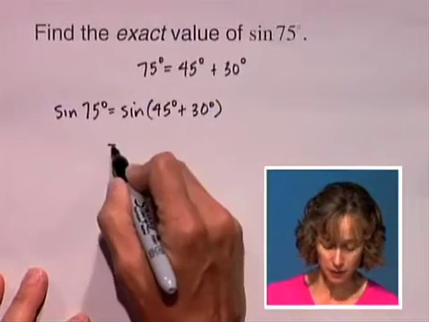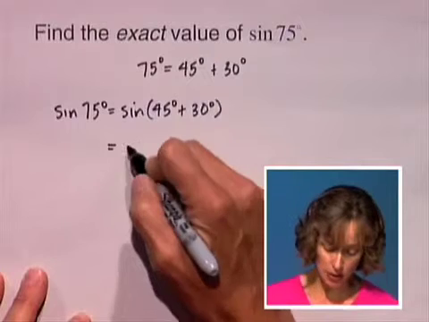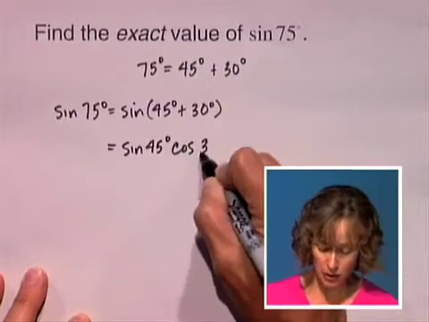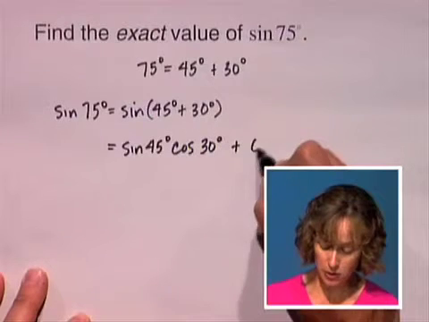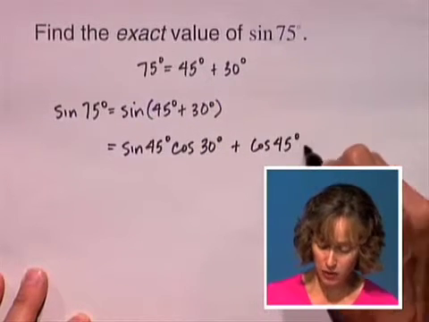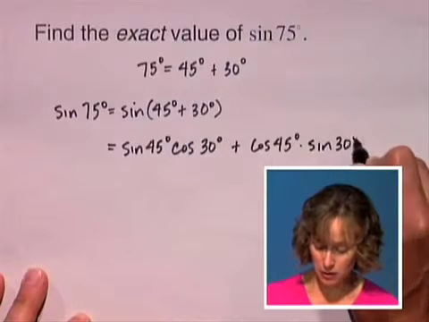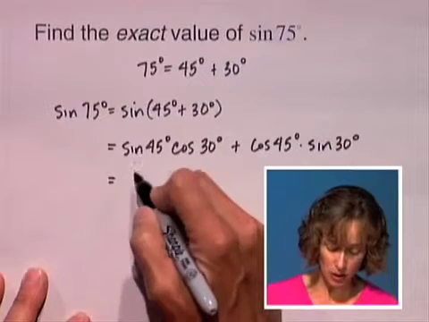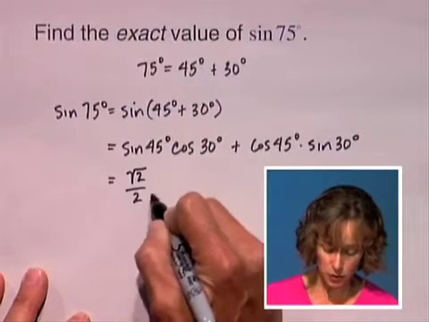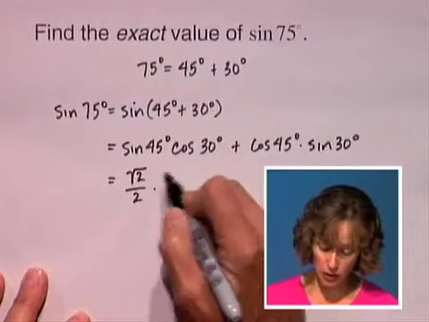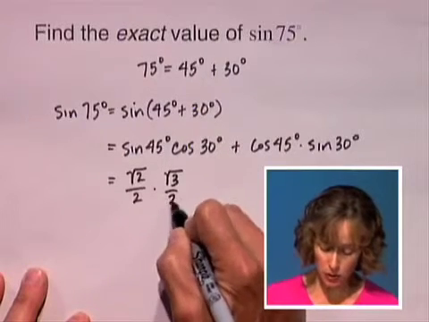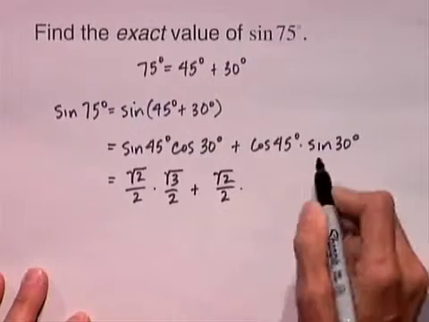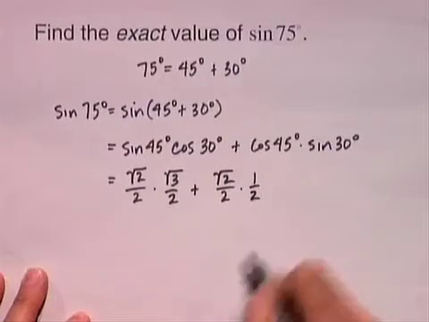since that's the same. Now applying the sine sum identity, this is going to be sine 45 degrees cosine 30 degrees plus cosine 45 degrees times sine 30 degrees. And now I'm going to put in some exact values. The sine of 45 degrees is the square root of 2 over 2. The cosine of 30 degrees is the square root of 3 over 2. The cosine of 45 is square root 2 over 2. The sine of 30 is 1/2.